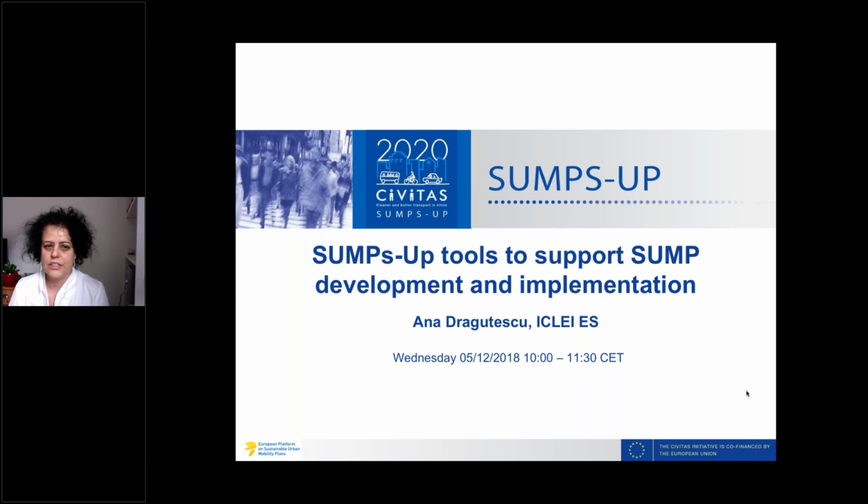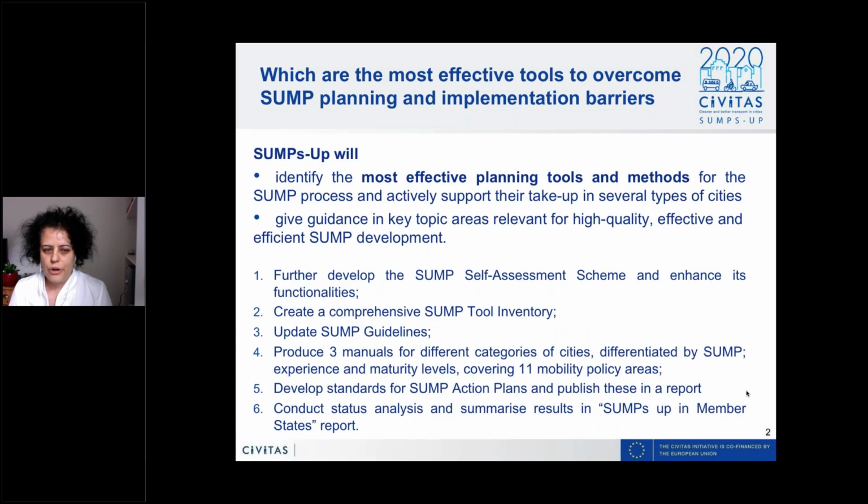As I have seen in the poll earlier, you find yourselves with the cities you work for or you work with in different stages of SUMP development or implementation, or you haven't started at all. So I'm pretty sure these tools that I will talk to you about today will help you and guide you through this sometimes challenging process.